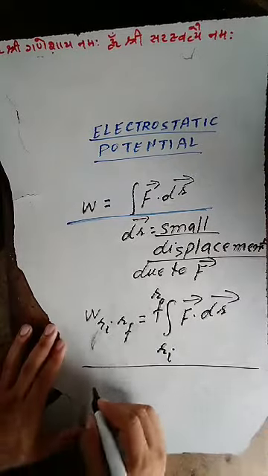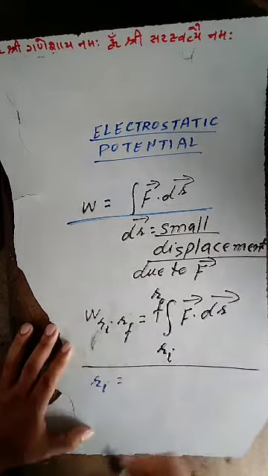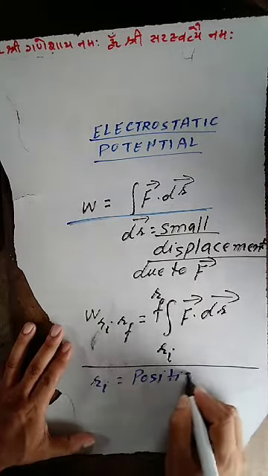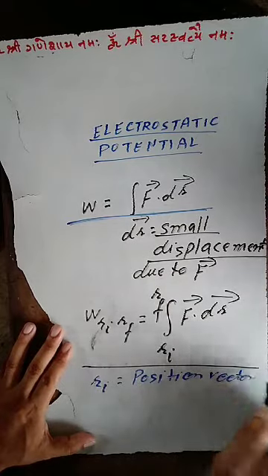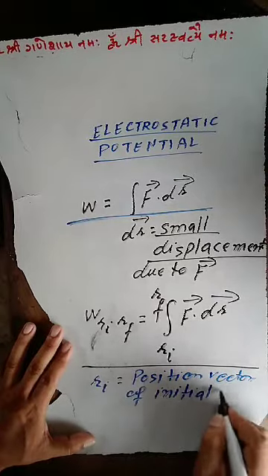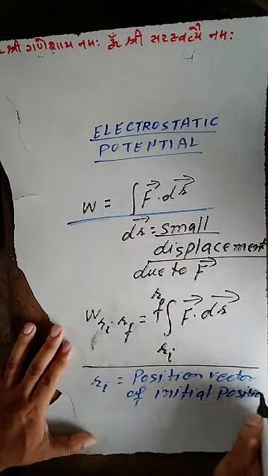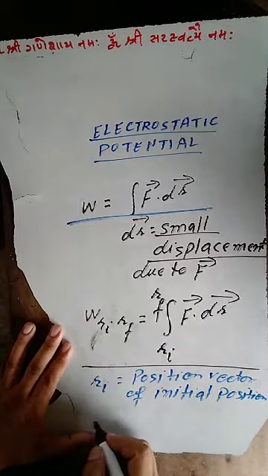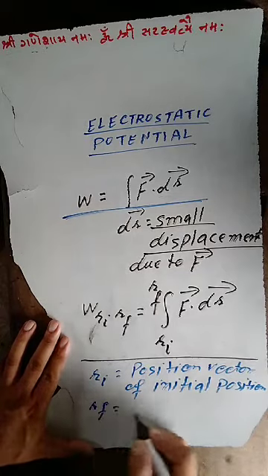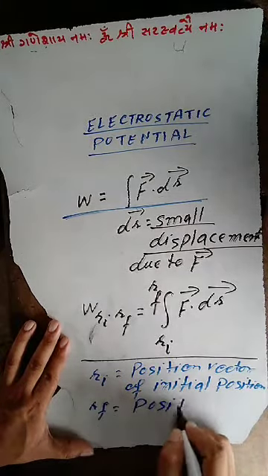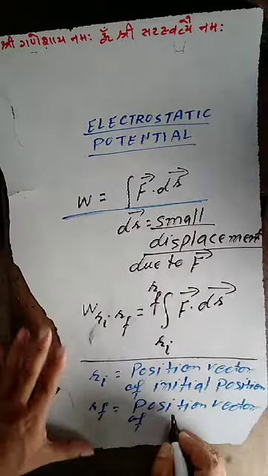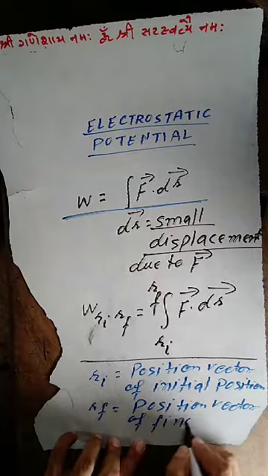Here Ri is the position vector of the initial position. Likewise, what will be Rf? Rf will be the position vector of the final position.